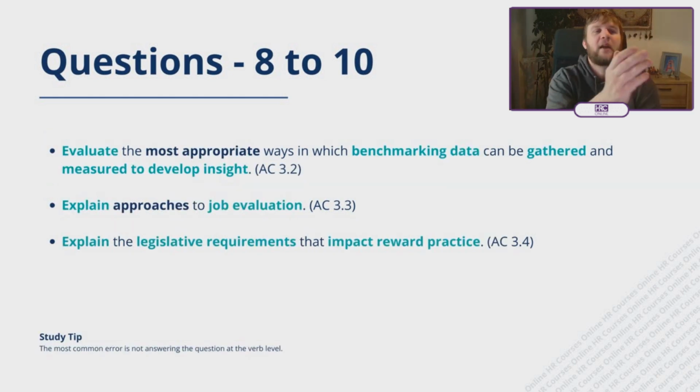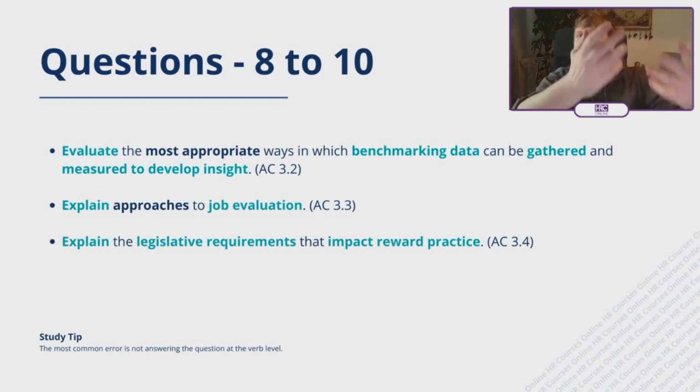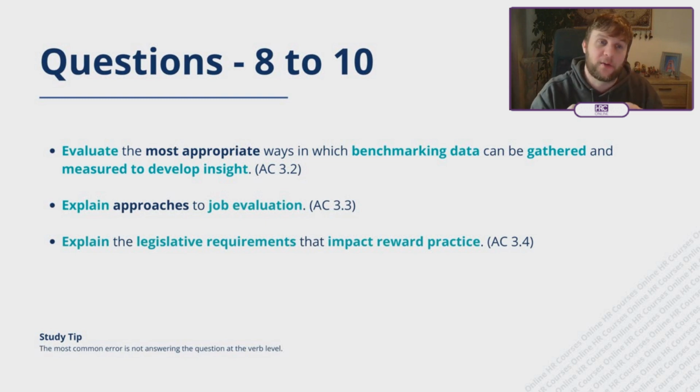So if we break those down: evaluate pros and cons, most appropriate ways in which benchmarking data can be gathered and measured to develop insights. No cheeky S in this. Evaluate is still looking for a full view, the pros and cons, most appropriate ways. You could say ways is multiple, but again, the most appropriate is the most important thing. Benchmarking data gathered. Explain approaches, cheeky S, approaches to job evaluation. Explain requirements that impact reward practice.